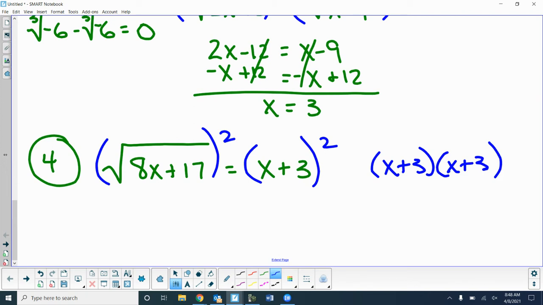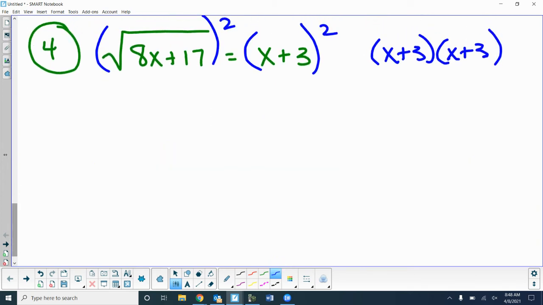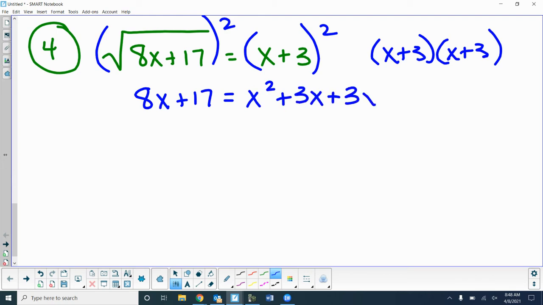Some of you just did x squared plus 9. You got 2 of the 3 terms, right? All right, so I have 8x plus 17 on the left. Then first is x squared, outside is 3x, inside is 3x, and last is 9. So some of us were forgetting the two 3x's. So don't forget about that tomorrow.